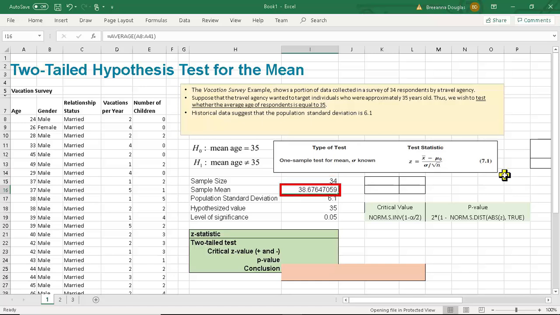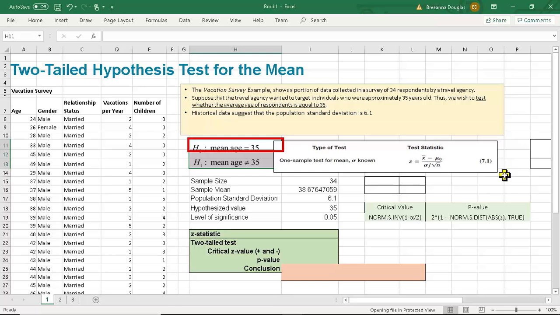A sample mean of 38.7, a population standard deviation of 6.1, a hypothesized value of 35, and a significance level of 0.05. The first step is to determine the type of hypothesis. Since we are trying to determine if the average age of respondents equals 35, our null hypothesis is represented as mean age equals 35, and our alternate hypothesis is represented as mean age does not equal 35.